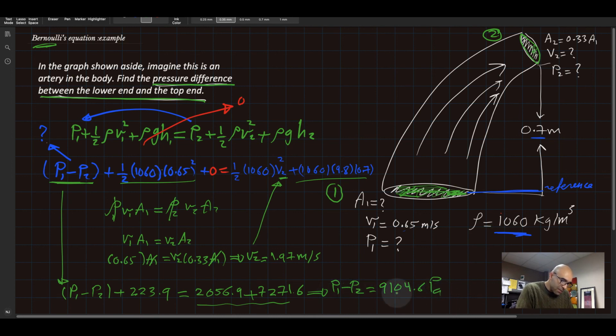Now P1 minus P2 is positive, as you can see. This means that P1 is at a higher pressure than P2, and that happens for two reasons. First of all, P1 is a higher pressure because it's at a lower level. And the second reason is that the speed of the blood here is much less than the speed of the blood here, so the pressure here is higher, and that makes sense. That's it for this problem. Thank you.